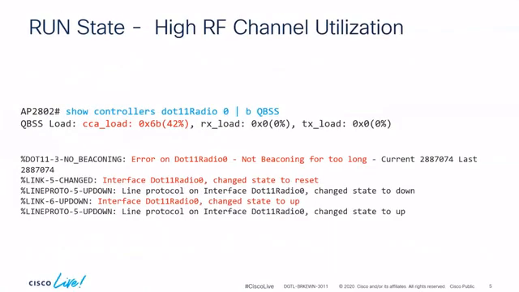High channel RF utilization. Now here we have a high channel load of 42 based on the QBSS information element. You'll notice we got an error. It says not beaconing for too long. So remember that the AP radio has to play nice with all wireless clients just like everyone else. He has to listen before he transmits. If our RF utilization or channel utilization is so high, I can't beacon.